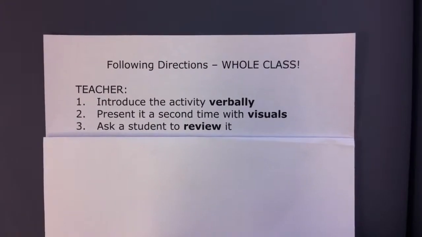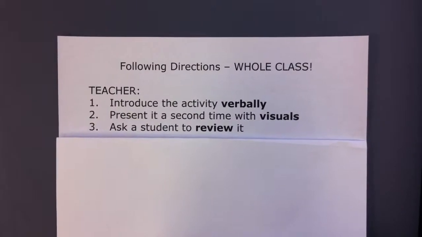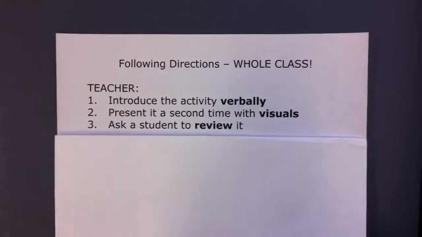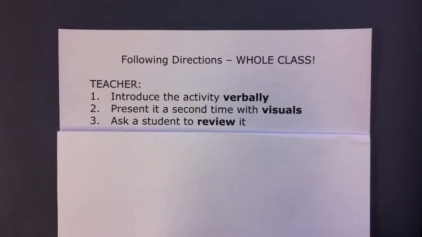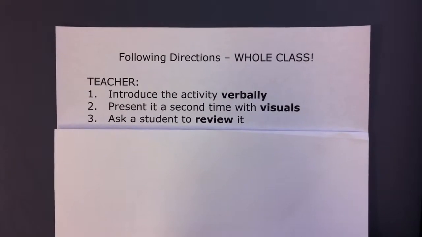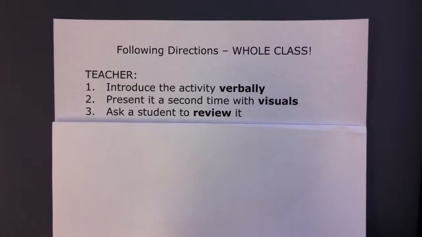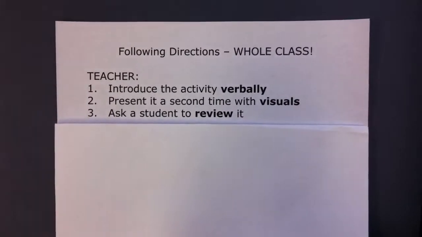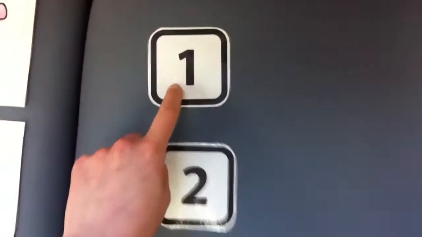Here's an example about how visuals can be used to help the whole class follow directions at the same time. The teacher can first present the activity verbally, which is a typical way to present an activity, and then this can be followed up by presenting it a second time with visuals and then reviewing it with the help of students. So this would be done with these items laminated and magnetized to the whiteboard.